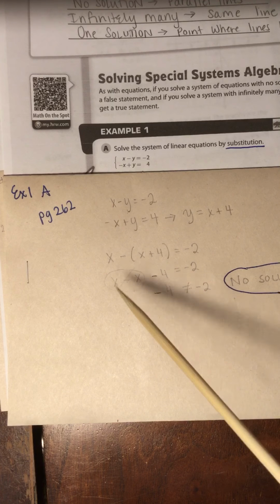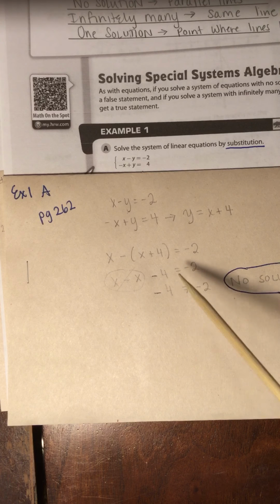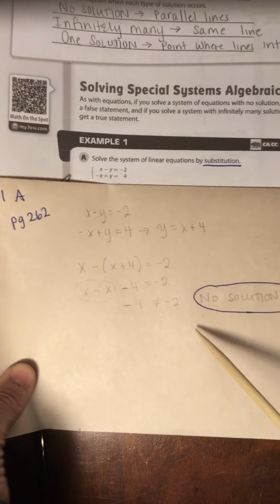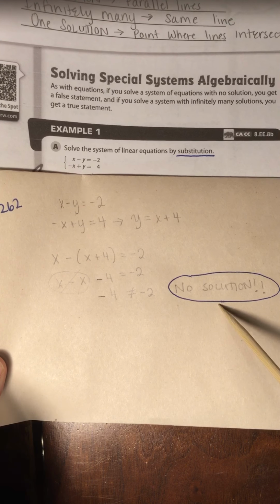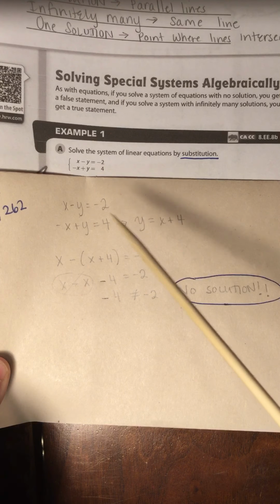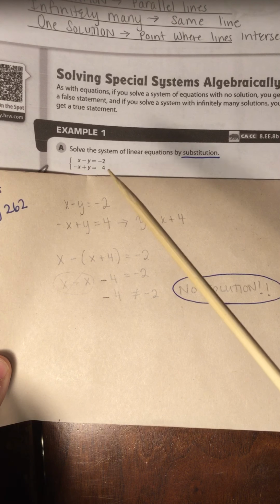X minus x is equal to 0, so that means that term cancels. I'm left with -4 is equal to -2, and we know that -4 does not equal -2, so that's an example where there would be no solution. So if I were to graph these, they would end up being parallel lines on a coordinate plane.